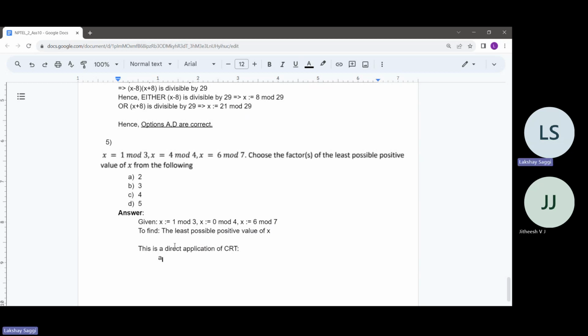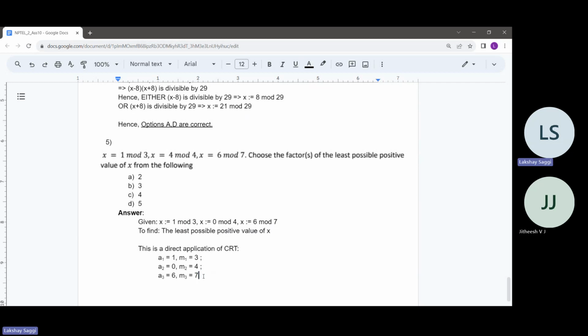We are essentially given that a1 is equal to 1 and m1 is equal to 3. Similarly, a2 is 0 and m2 is 4. a2 we are given as 0 because x is 0 mod 4, and m2 as 4. And we are given a3 as 6 and m3 as 7.